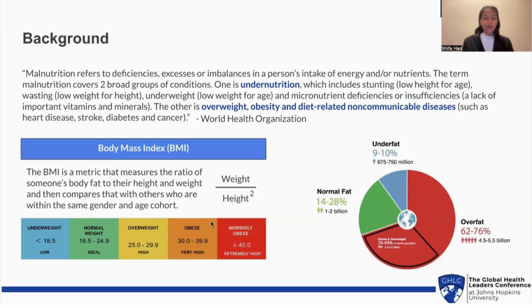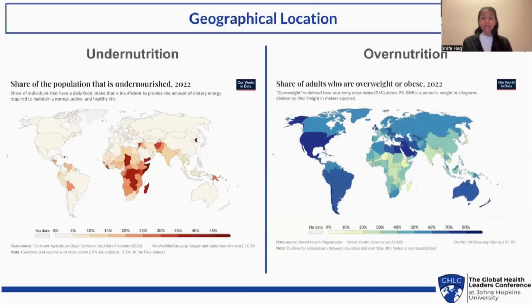The image at the bottom of this slide shows the thresholds for each category in the BMI, and this chart on the right-hand side of the slide shows what percent of people across the world are estimated to be in each of these categories. We can see that about 14 to 28% of people are in the normal category, which indicates the nutritional burden that we have on our hands. Going into the geographical location for each of these conditions, we can see that undernutrition is primarily concentrated within Africa and South Asia, while overnutrition is primarily concentrated in the West, Europe, and Australia.